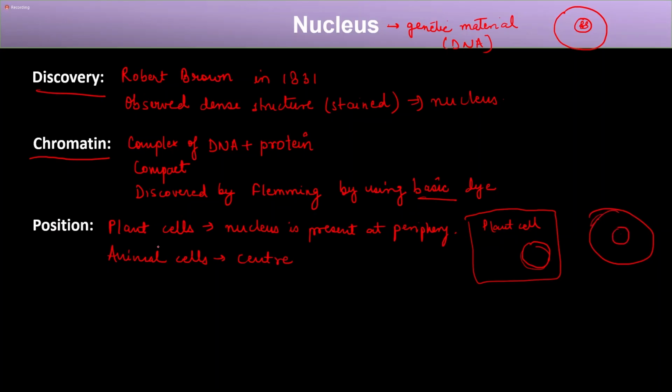Now let's talk about the nuclear structure. But before moving to the nuclear structure, let's see how a cell divides, or what happens during cell division. During cell division, the first thing that happens is nuclear division. So the components of the nucleus divide. Now, the complete cell cycle has two phases.